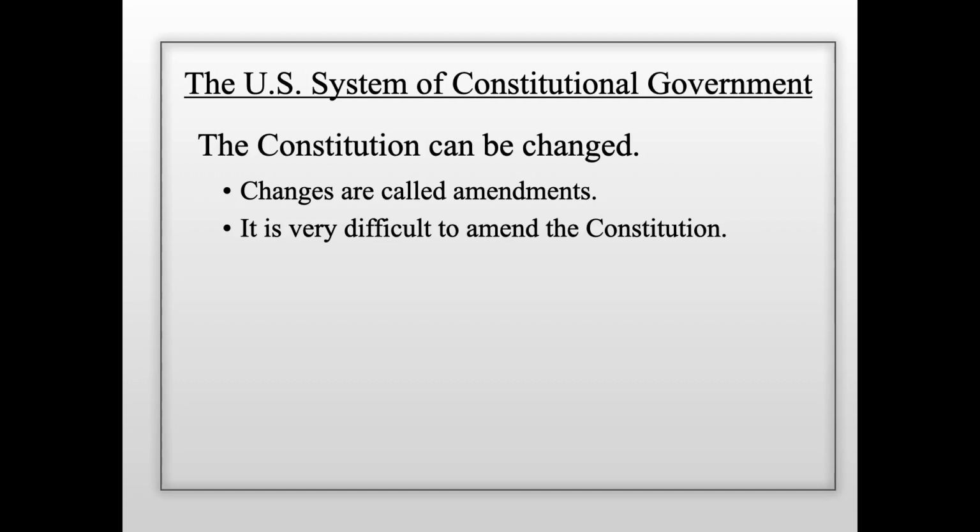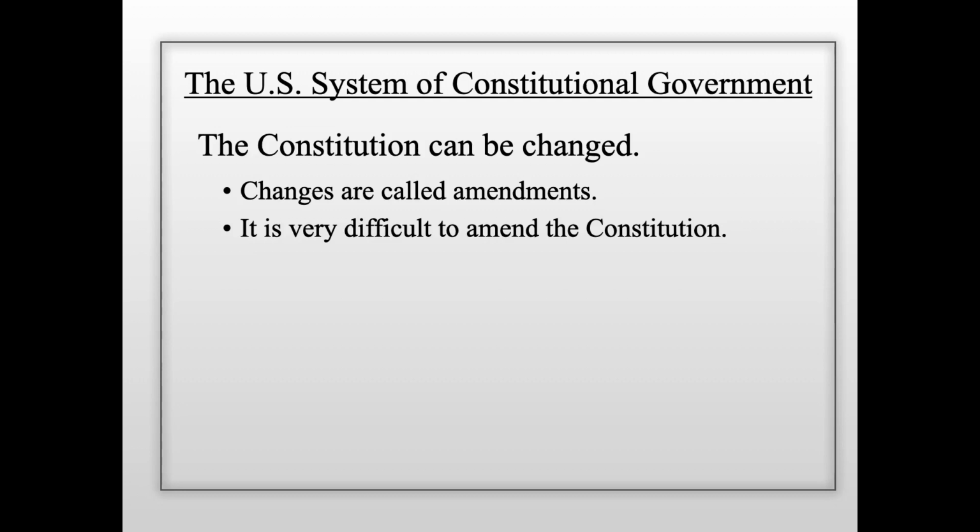The other half of the process is that the amendment has to be accepted by the states. And it has to be accepted by three-quarters of the states. Three-quarters of 50 states is 34. So 34 of 50 states have to agree after Congress agrees. So how does the state agree to it?